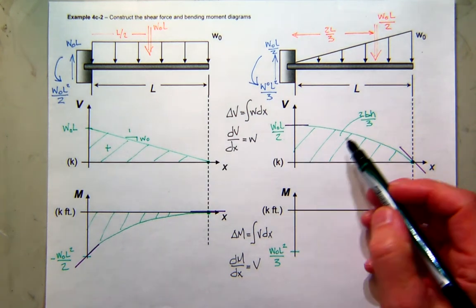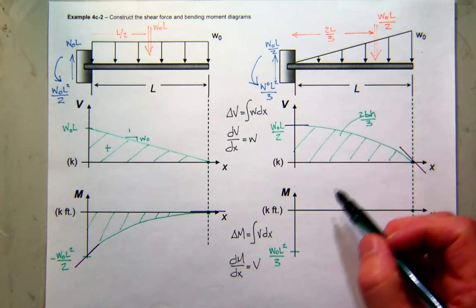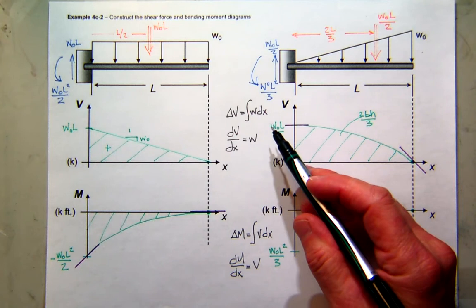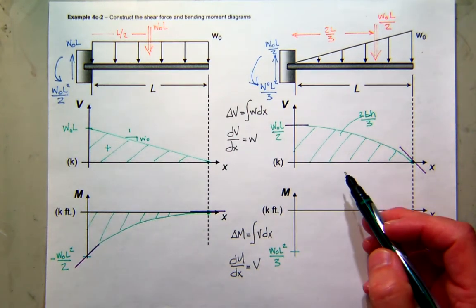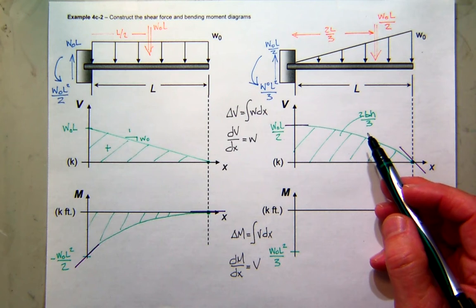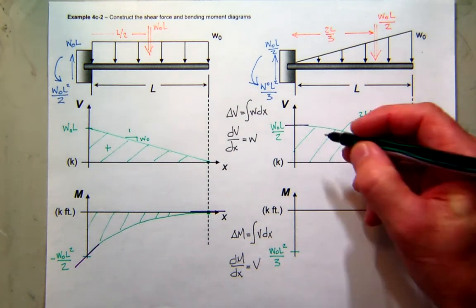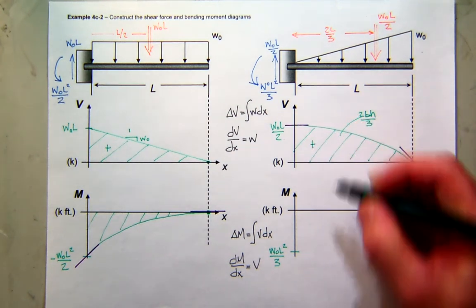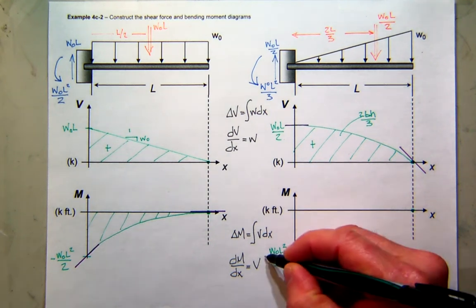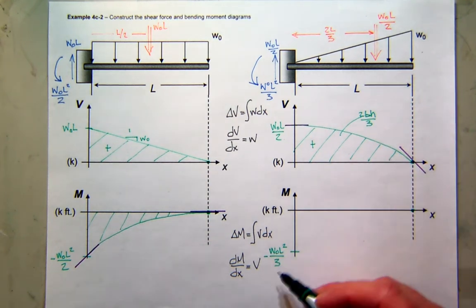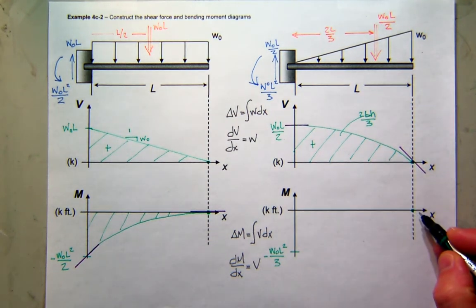So, knowing this 2/3 base times height, then what you'll get is height, W naught L squared over 2 times base L times 2/3. And if you compute that, it's positive, and it's equal to W naught L squared over 3. So this was negative. We're going to add that positive here. We do get to 0.